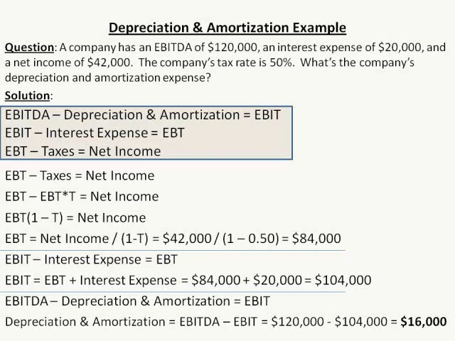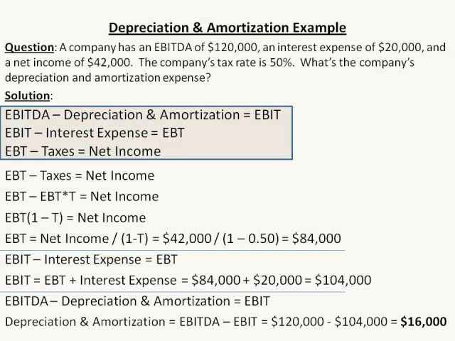Now go to the first equation in that box, and we're almost ready to solve this completely now. So EBITDA, again, stands for earnings before interest, taxes, depreciation, and amortization. So EBITDA minus depreciation and amortization equals EBIT. EBIT was solved for just a moment ago. That's $104,000. Just rearrange that equation and solve for depreciation and amortization. So depreciation and amortization equals EBITDA minus EBIT.